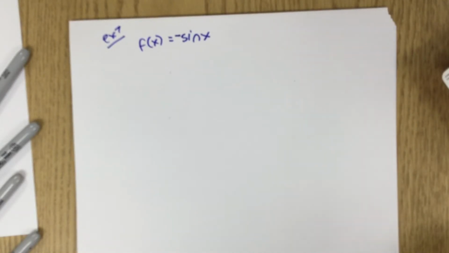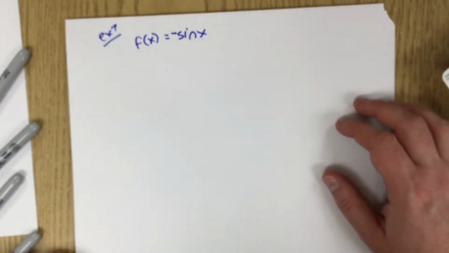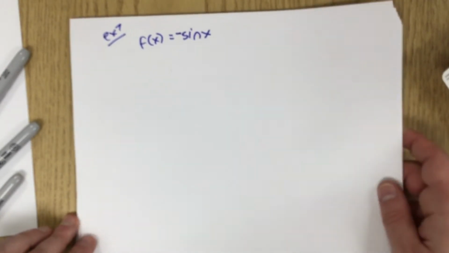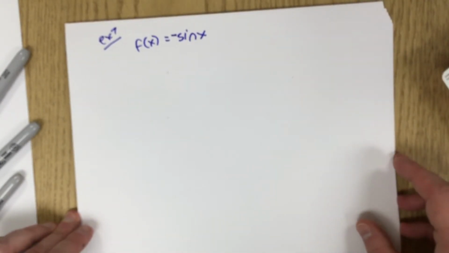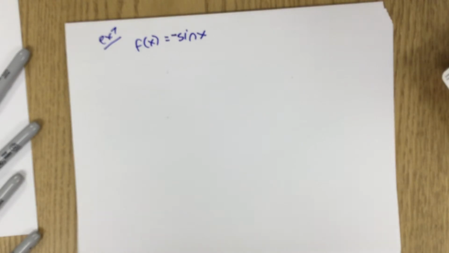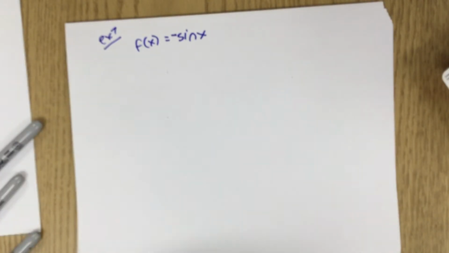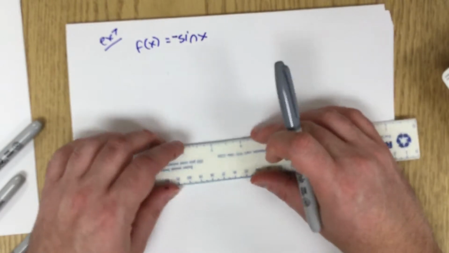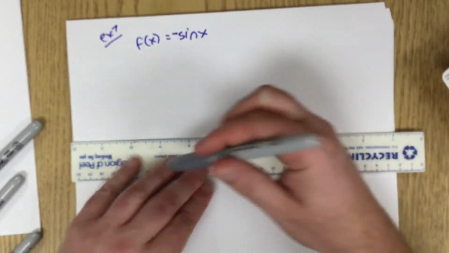I decided to start numbering my examples. So what we have here is f of x equals negative sine x. And we're going to see what that does. So I'm going to do it a little bit differently. I'm going to show you. So what the negative does is it does a vertical flip.